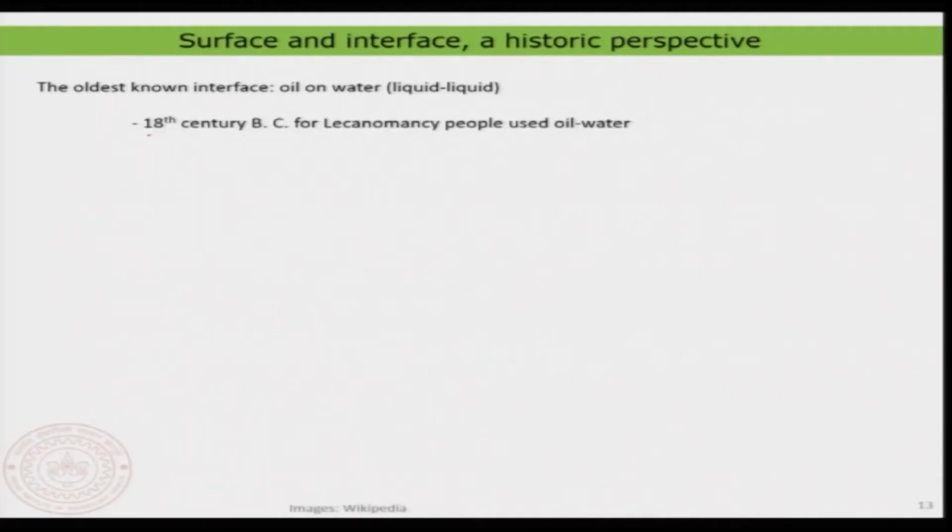Even in the BC, the 18th century for example, people were using an interesting liquid interface known as the oil water interface. People used this oil water interface for predicting the future of people. That was known as leconomancy, by putting a droplet of oil into water, and depending on the shape that the oil forms on top of water, people started predicting things. It is quite unimportant for our perspective in any case, but this oil water interface was interesting even in the 18th century.